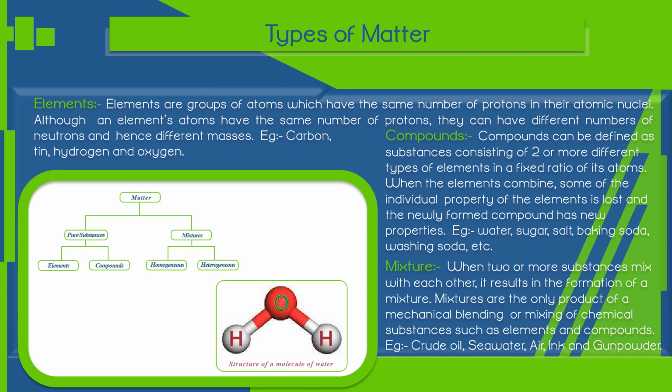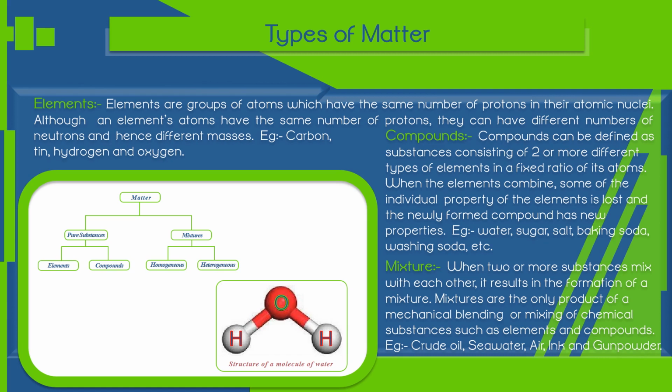When 2 or more elements chemically combine in a fixed ratio by mass, the obtained product is known as a compound, and a compound can be defined as a substance consisting of 2 or more different types of elements in a fixed ratio of atoms. When the elements combine, some of the individual properties of the elements are lost and the newly formed compound has new properties.